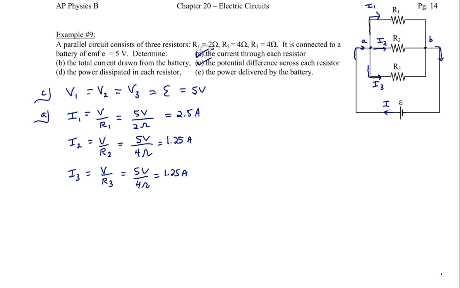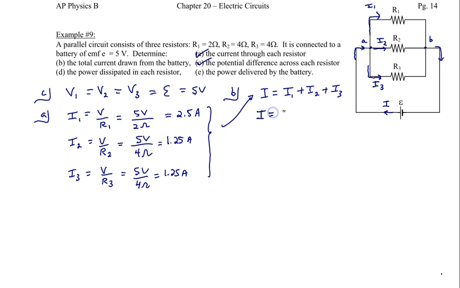So we've completed that task now, finding the current through each resistor. And now we can go ahead and calculate the total current. The total current you can do a couple ways, but since you know all the individual currents, you could calculate that total current by using the sum of the individual currents that leave junction A or enter junction B, which is equal to the total current that comes from the battery or goes into the battery.